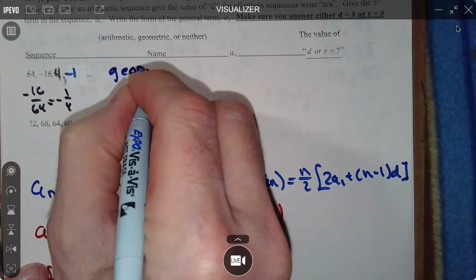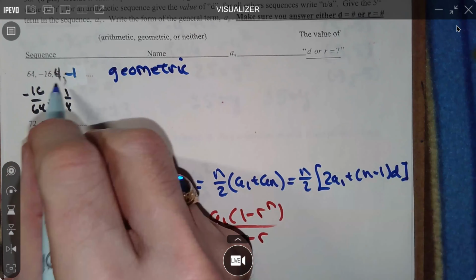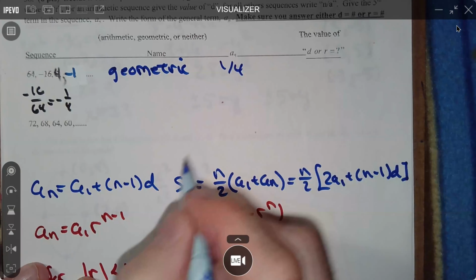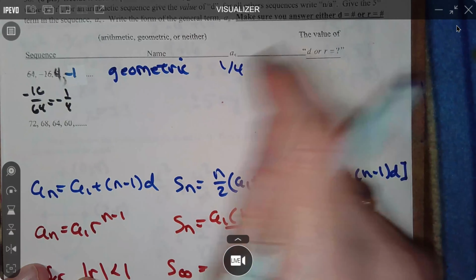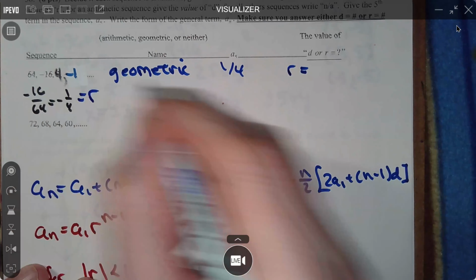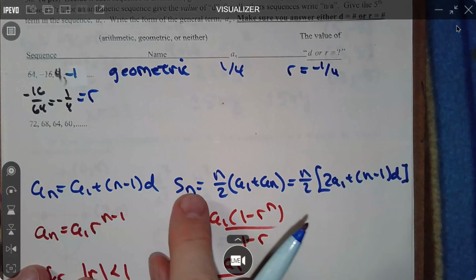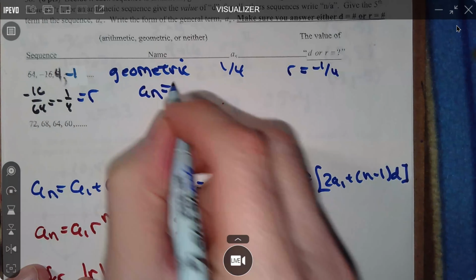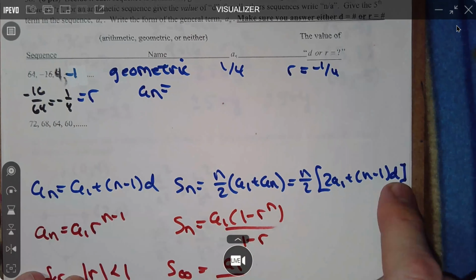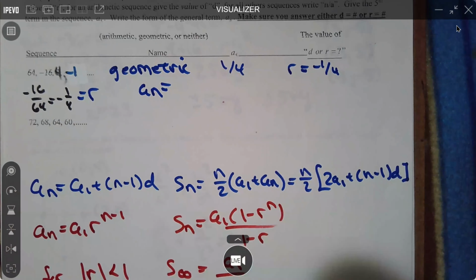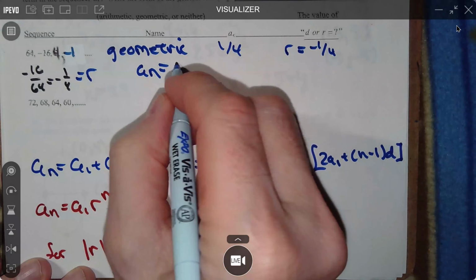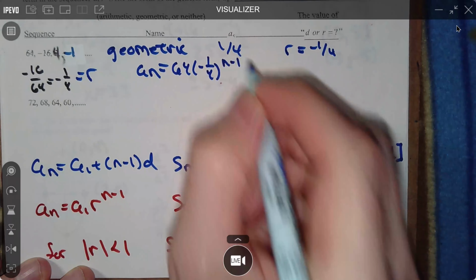That's meant to be a geometric sequence. The 5th term of this new sequence would be -1/4 times that would be +1/4. D or R, in this case, it'd be R equals this common ratio, which is -1/4. You should also be able to give me A sub n, general form of the terms in this sequence. So I've got that stuff here in blue for arithmetic sequences and in red for geometric sequences. So in terms of geometric sequences, it's going to be 64 times -1/4 to the n minus 1.